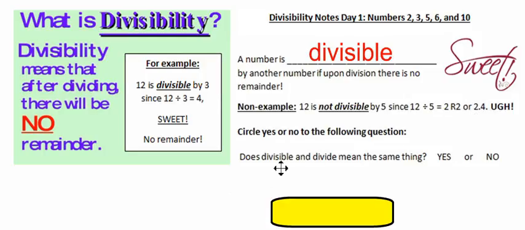So does divisible and divide mean the same thing? So what do you think? So right now, I want the substitute to pause the video, and I want you to turn and talk with your neighbor and ask each other if divisible and divide is the same thing. So you have 2 minutes to do this.